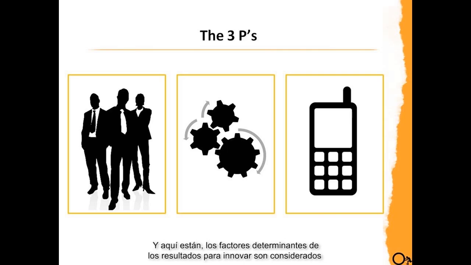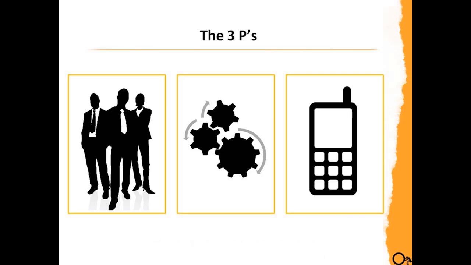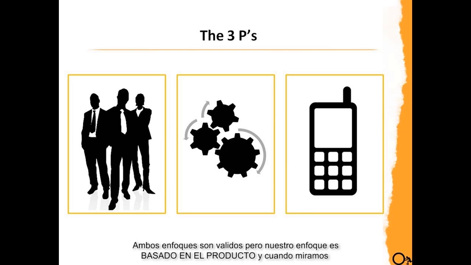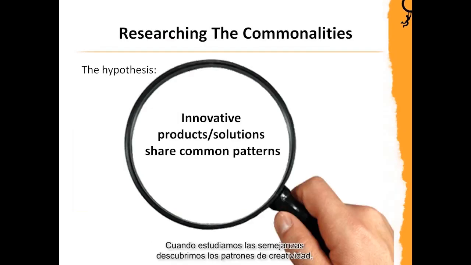And here, the determining factors for an innovative outcome are considered to be the characteristics of the process that led to it. Both approaches are valid, but our approach is product-based. And when looking at inventions, instead of investigating who invented or how it was invented, we investigate what was invented. What properties of the product make it an exciting innovation, and what does it have in common with other inventions? When researching the commonalities, we discover the creative patterns.